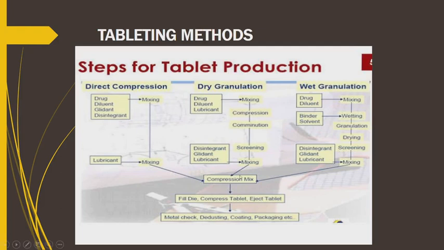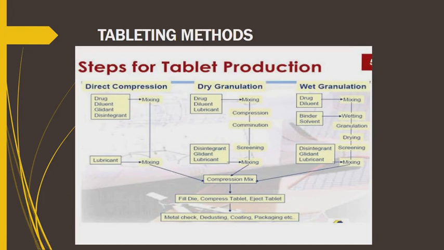The tablet is soon ejected. It goes through metal checking, then dedusting to avoid the sticking of the tablets. The tablets are further coated with a protective film and then they are sent to packaging. So this was the process of direct compression.